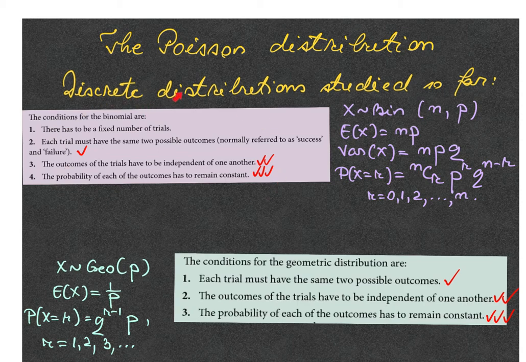Please pause the movie and read the conditions under which an experiment is binomial and geometric. After we decide if it's one of these two, we can use a formula to calculate probabilities of events occurring. On the next slide, we are going to look at a new distribution, a new pattern in data, which is called the Poisson distribution.